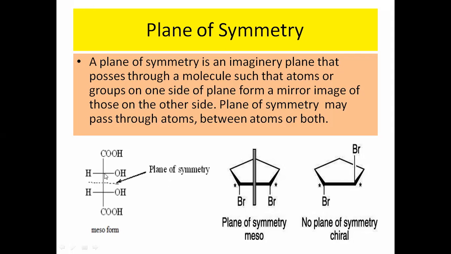So here is the example, tartaric acid. We call it a meso form, and a plane of symmetry is present in this example. So this molecule we can say is achiral. Symmetry is present here, plane of symmetry. And the next one is chiral, because no plane of symmetry is present.